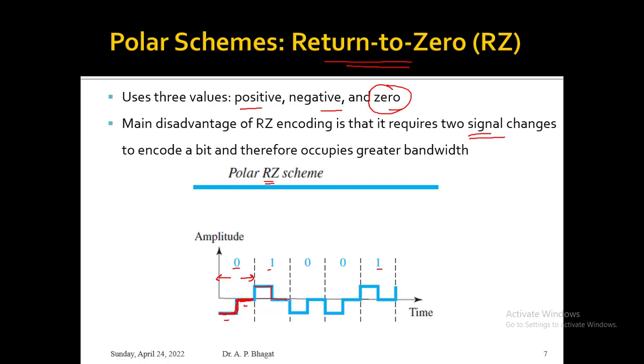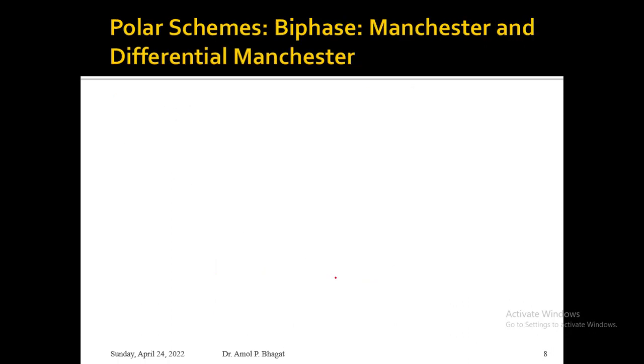The next bit is 0, so 0 is represented using negative voltage, again the signal returns to 0. The next bit is again 0, represented using negative voltage, and again it returns to 0. Finally the last bit is 1, represented using positive voltage, and it returns to 0. So this is the polar return to 0 scheme. The next schemes are the biphase polar schemes, Manchester and differential Manchester.